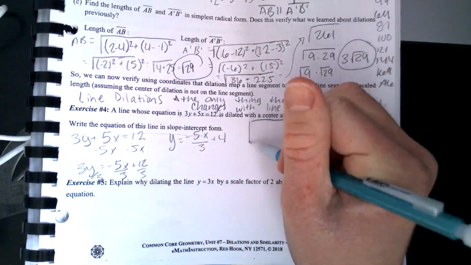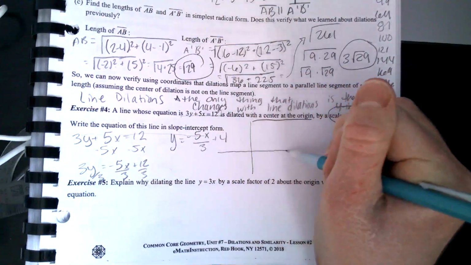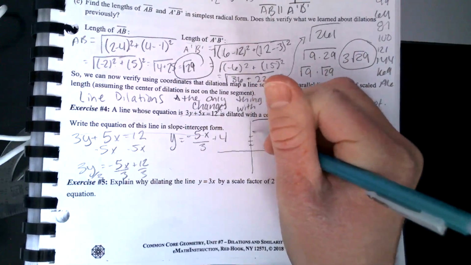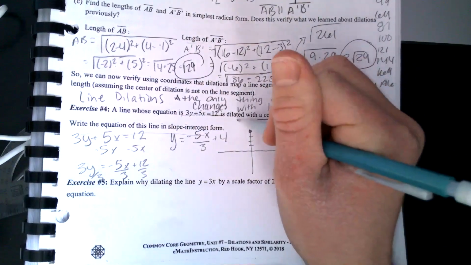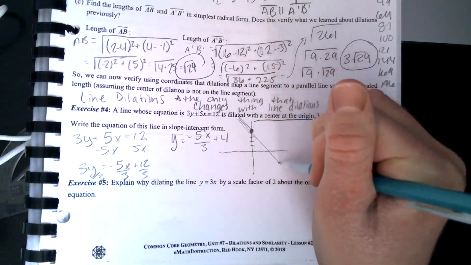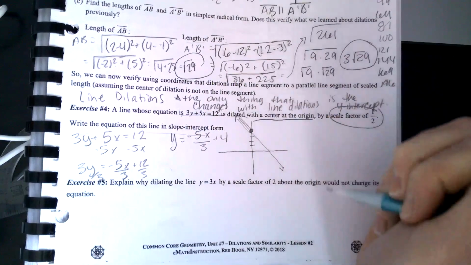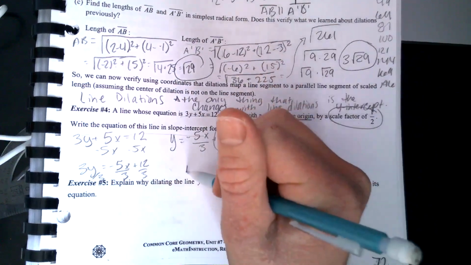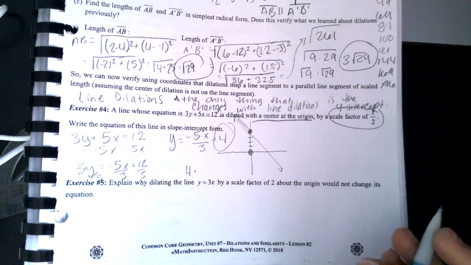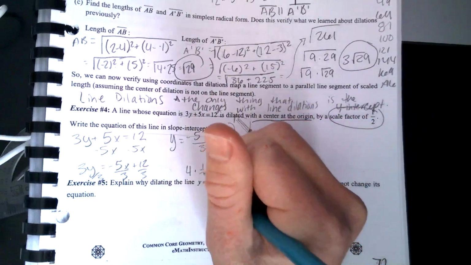Now let's plot this line, to the best of our abilities without having graph paper. So the line is going to look like this. Now our center is at the origin. The only thing that changes with line dilations is the y-intercept. The slope stays the same. Now our y-intercept is 4. With dilations, we multiply it by our scale factor. So 4 times 1/2 is 2.